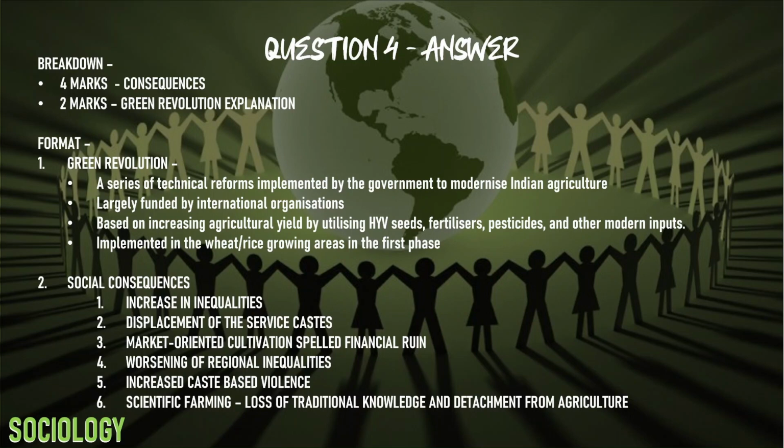It's your call. So coming to the format, first you have to explain the Green Revolution. These are pretty standard basic points, so I would recommend to write these down and practice them. First of all, the Green Revolution is a series of technical reforms implemented by the government in the late 1960s to modernize Indian agriculture. It was largely funded by international organizations. It's based on increasing agricultural yield by utilizing high-yielding variety seeds or miracle seeds, fertilizers, pesticides, and other modern inputs.